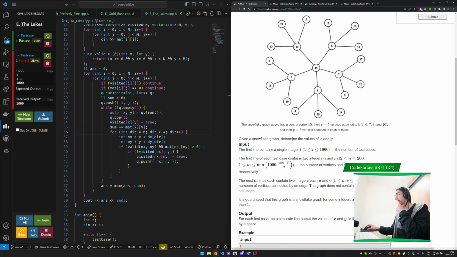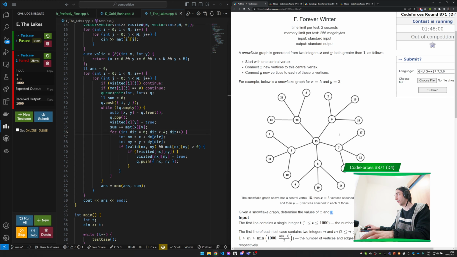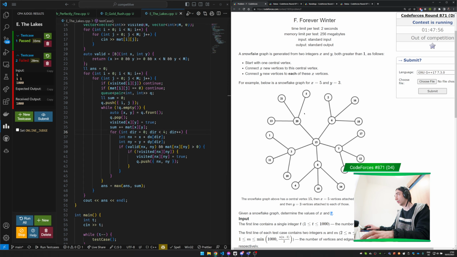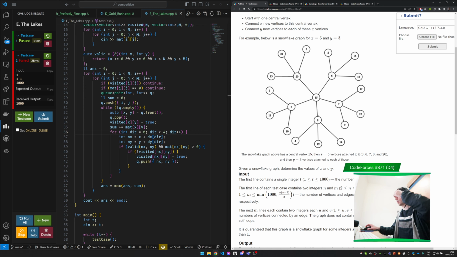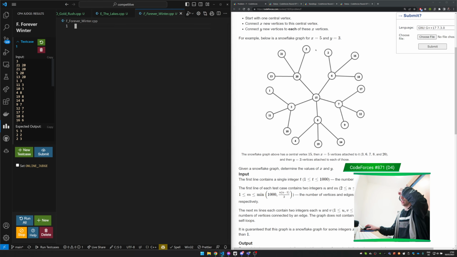Given that snowflake graph, determine the values of x and y. Okay. So first of all, there will be multiple sets of different degrees, but only the leaves will have degree 1, so we don't really care.